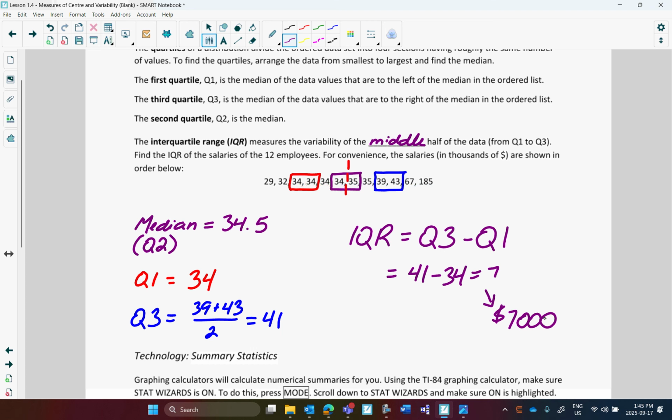A lot of times in statistics, you're given a graph of something and you're given something called a numerical summary, where it's going to tell you how many data values there are. It's going to tell you the mean, the median, the standard deviation, Q1 and Q3. It's going to give you a whole bunch of information.